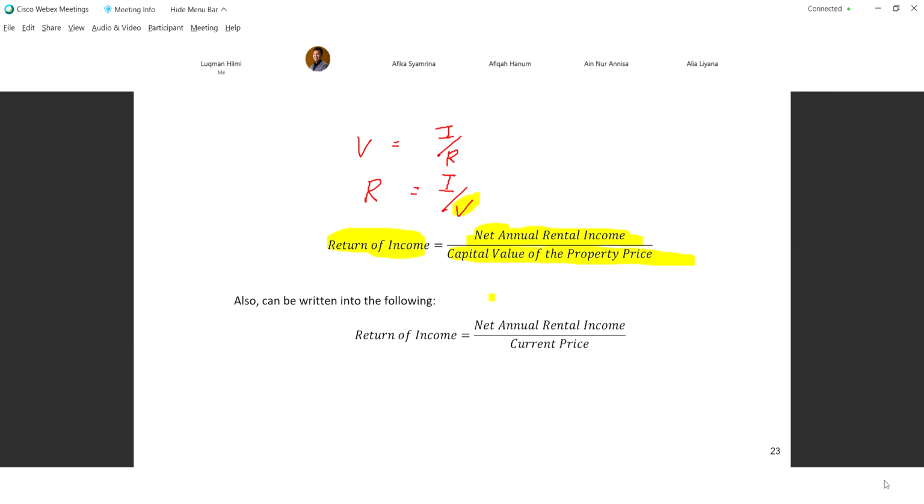Yang V ini adalah capital value of the property price, dan yang net rental income sama dengan your assignment tu adalah this particular I here. Okay. Also can be written in the following. So the return of the income is similar to the current price.